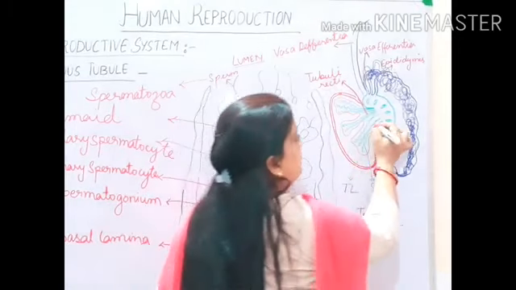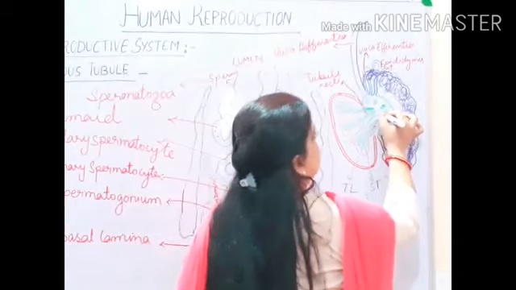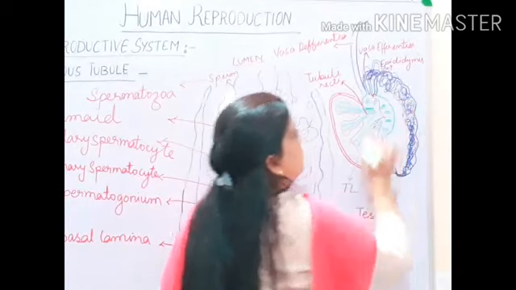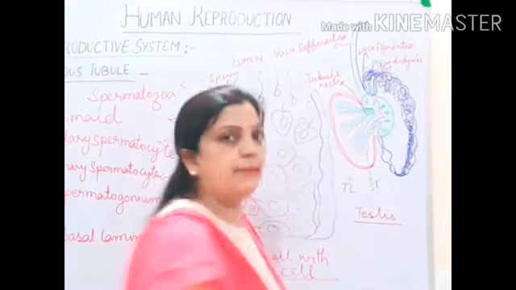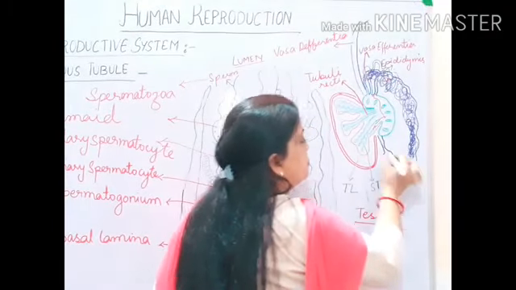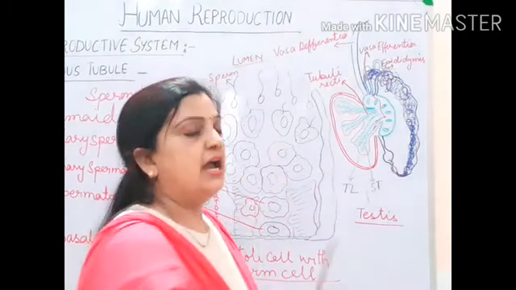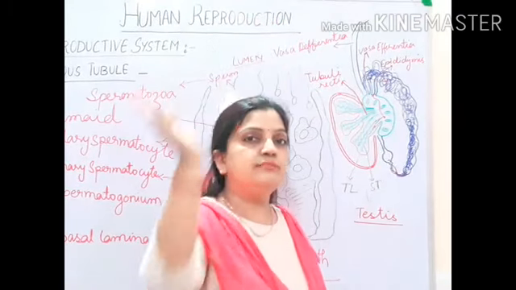So sperms produced here will be moving into your tubuli recti. From tubuli recti, they will be moving into the rete testis. From the rete testis, they will be moving into the vasa efferentia. From the vasa efferentia, they will be moving into your epididymis, and from the epididymis, they will be moving into the vas deferens. And from the vas deferens, they will be entering into the male reproductive system.